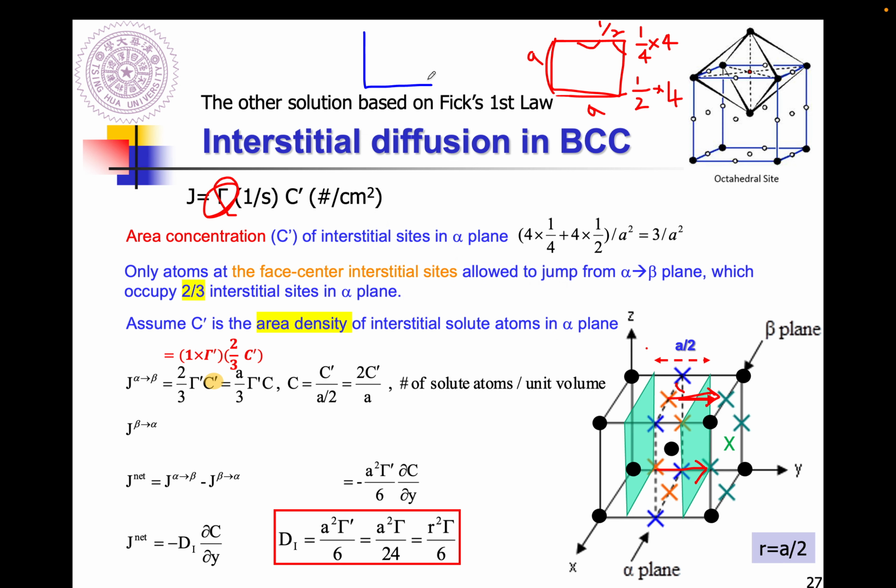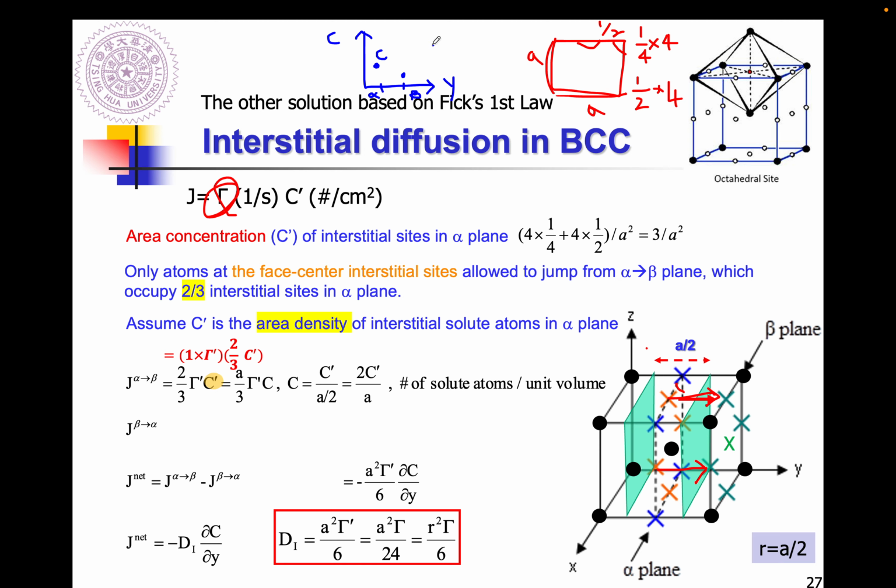As we learned before, this is concentration, and this y is the location. So I got the alpha plane and beta plane. So this will be the alpha, and this is the beta. So at the alpha plane, the concentration is C. You got C, right? So at the beta plane, you also have a net flux moving to the right-hand side, so I got a lower concentration at the beta plane.